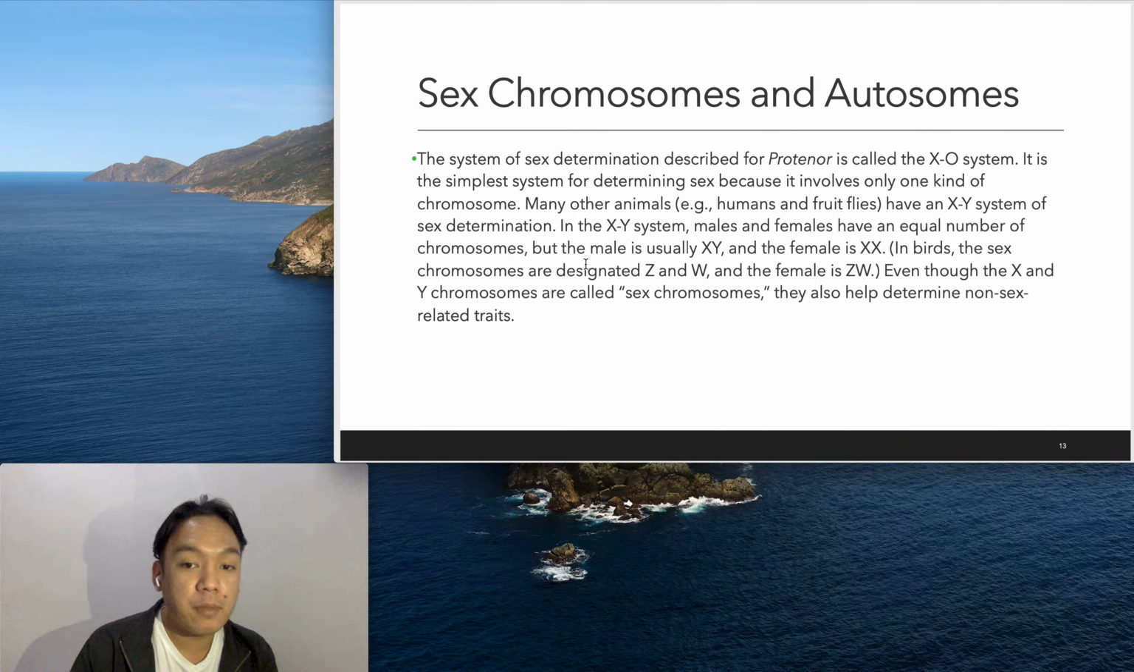For other animals, like humans and fruit flies, we have the XY system of sex determination. In the XY system, males and females have an equal number of chromosomes, but males are usually XY and the female is usually XX. In birds, the sex chromosomes are designated ZW. The female is the ZW. It's the opposite. Even though the X and Y chromosomes are called sex chromosomes, they also help determine non-sex related characteristics.